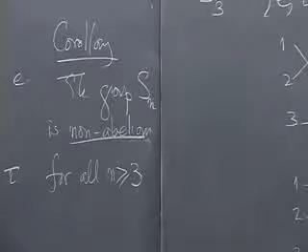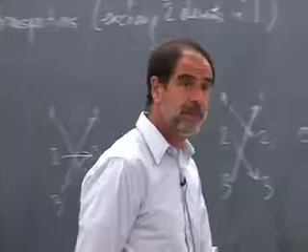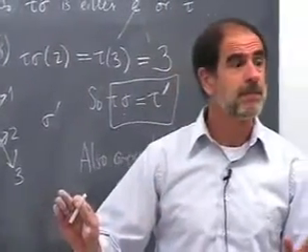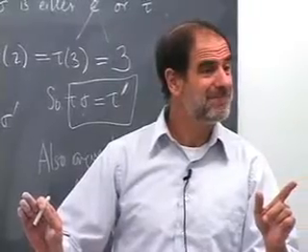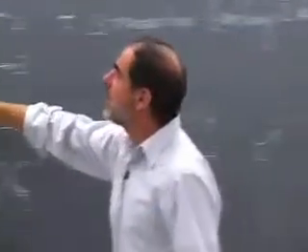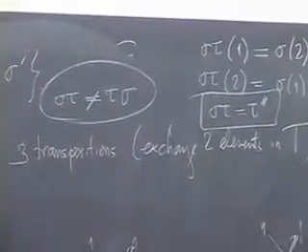Well, what are we going to do? Are we going to write down all the n factorial things and find 2 things that don't commute? Let's think for a second. Did you want to say something? How can we prove this corollary just from this stupid computation? Go ahead.